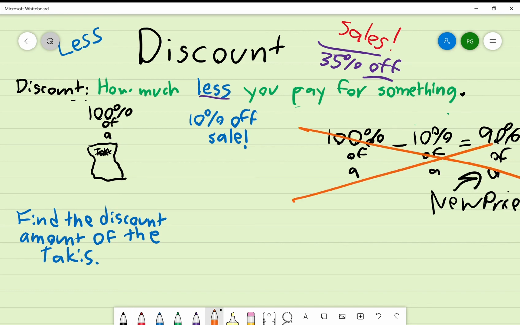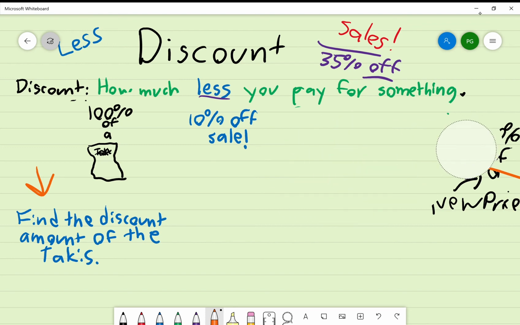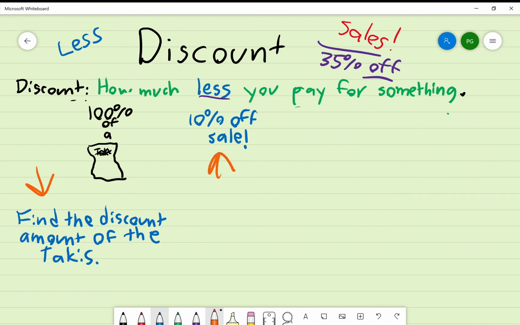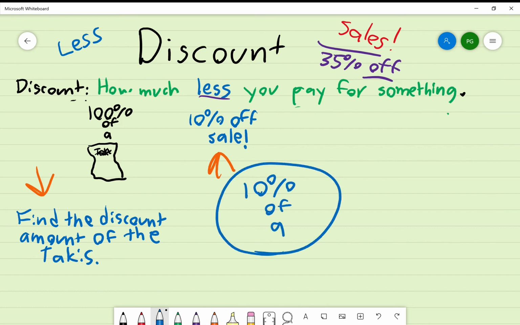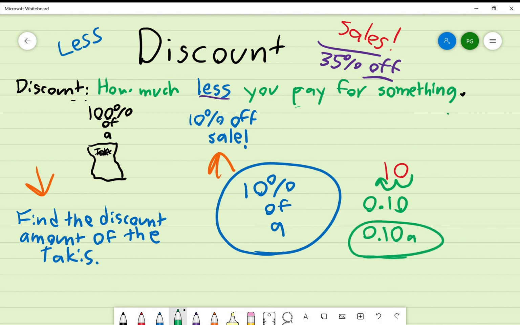Wrong. Notice what the question is asking you. The question is asking you, find the discount amount of the Takis. Find out how much money you're saving. How much are you saving? What's the percentage? What's the discount? The discount is 10% off. You are saving 10% of the price of those Takis. 10% of A. That's what you need to find. You take your 10, take your decimal point, move it 1, 2 spaces to the left. Okay, so that's 0.10 times A. That's your answer. Please remember this because it's really important.